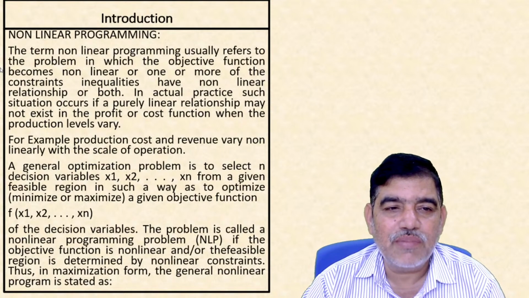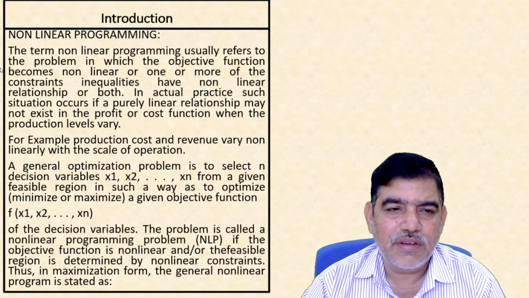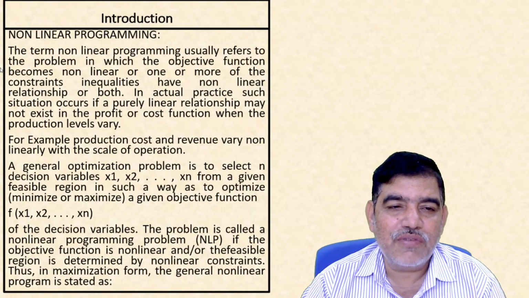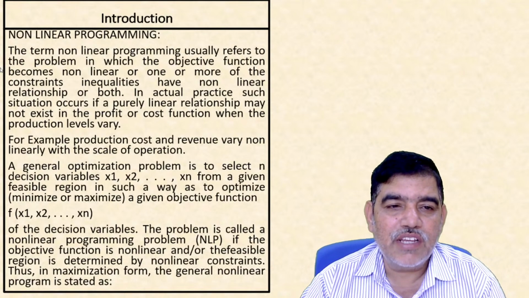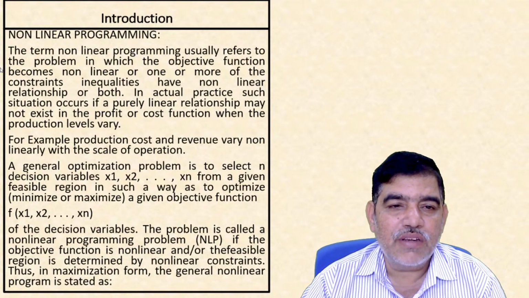Let us consider one example. The objective function is written like this: z equal to max or min, z equal to x1 square plus x2 square. Here for x1 the degree is 2, and for x2 the degree is 2. Then it is a nonlinear equation. Or it may be written as x1 plus x2 square. Here also, the degree of x2 is more than 1. It is a nonlinear equation.